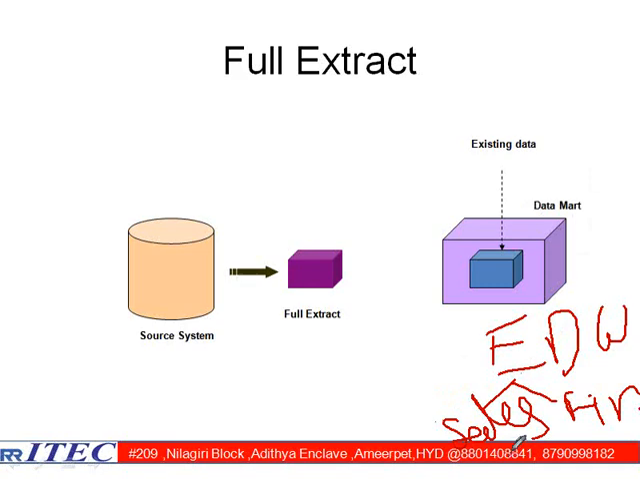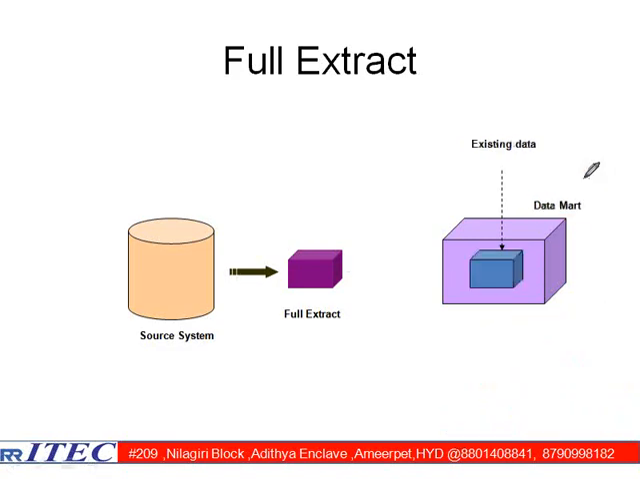So sales is one data mart, finance is one data mart. Like that I can give n number of examples. Loyalty is one data mart, marketing is one data mart, service is one data mart, and you can go on like that. N number of data marts together is called a data warehouse. Okay, that point is clear.